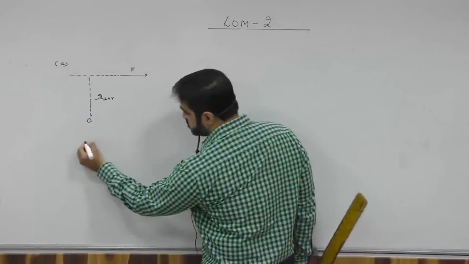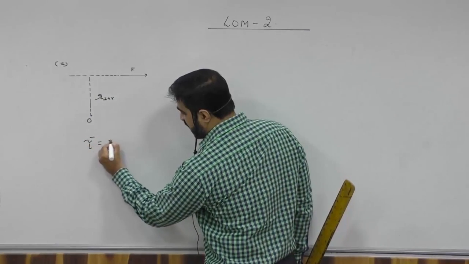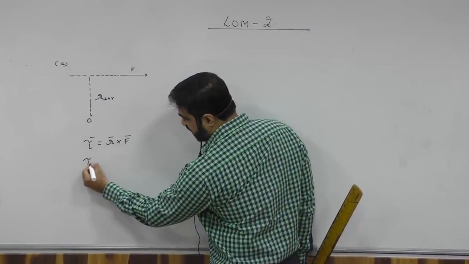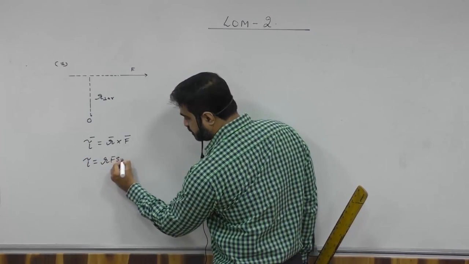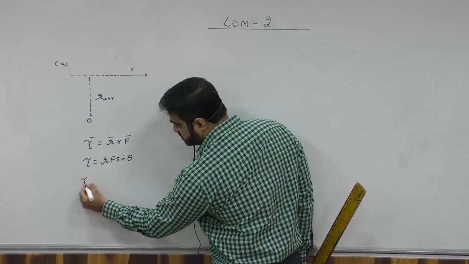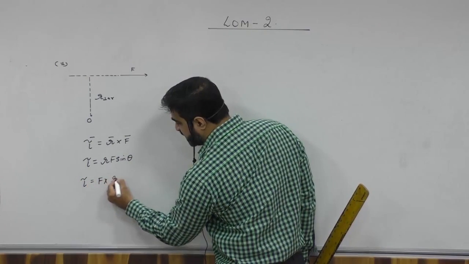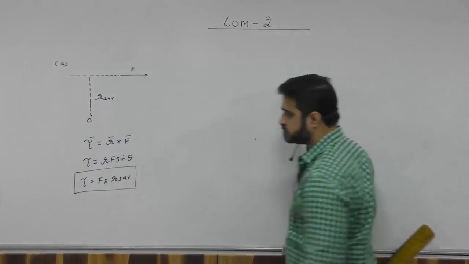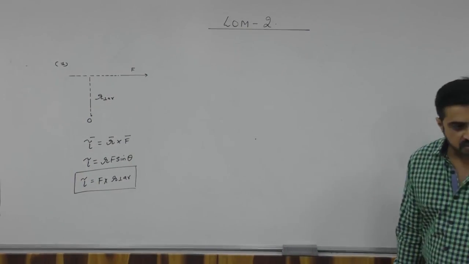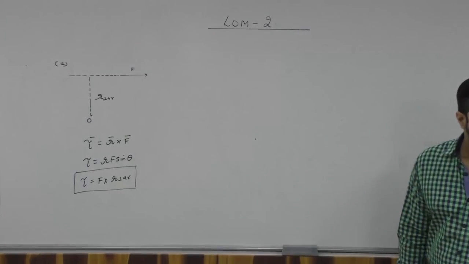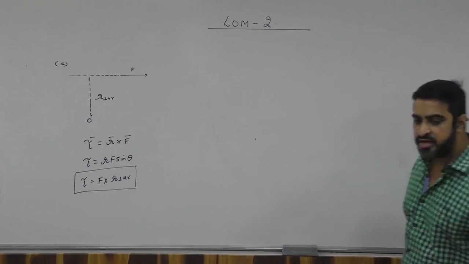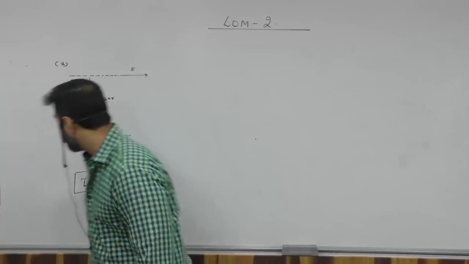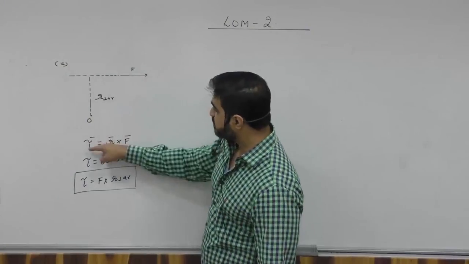Torque or moment of force, the formula is this. It is R bar cross F bar, which can also be written as RF sin theta, which can also be written as force into perpendicular distance. You will use this, force into perpendicular distance, because we have made theta how much? 90, na? Theta is the angle between R bar and F bar. So by taking perpendicular distance, I have taken the angle between F bar and R bar to be 90.